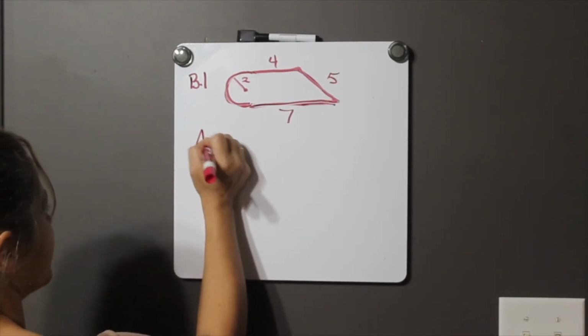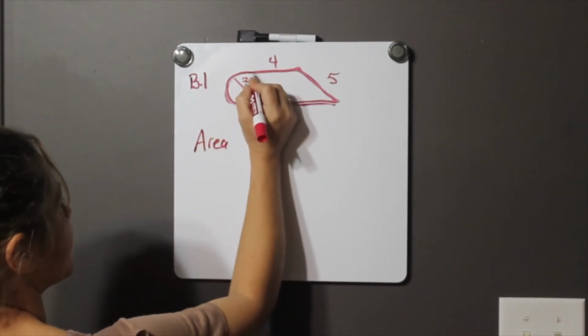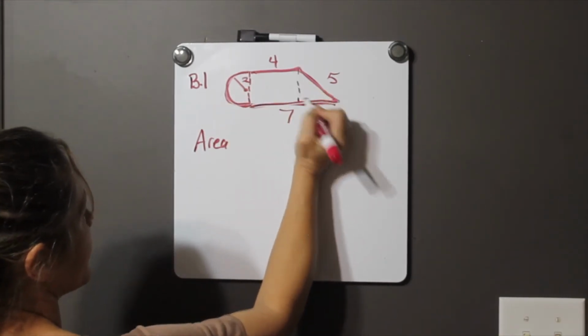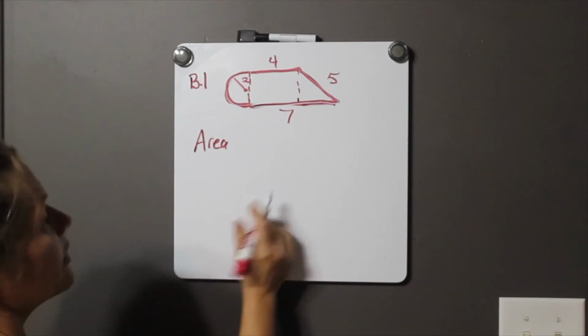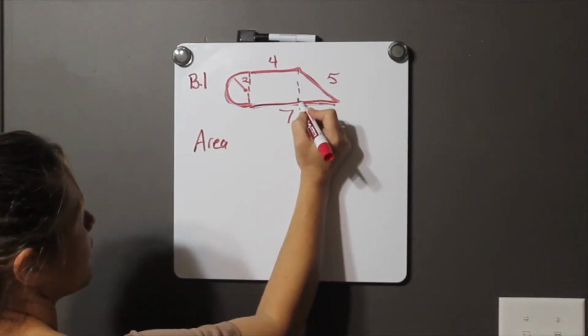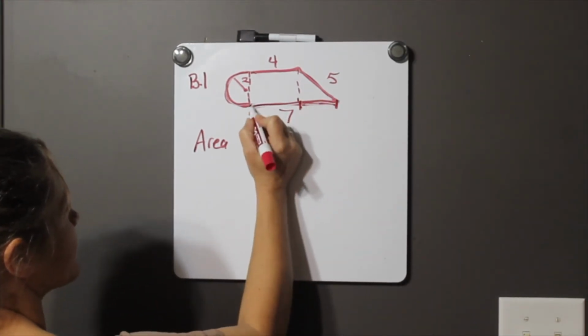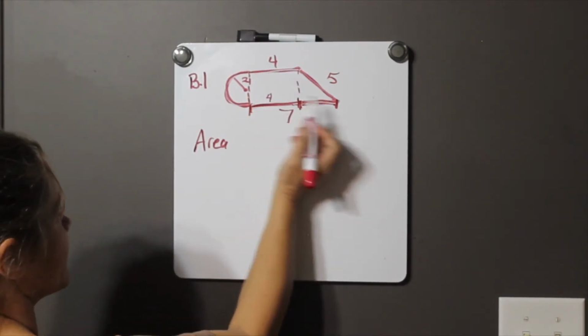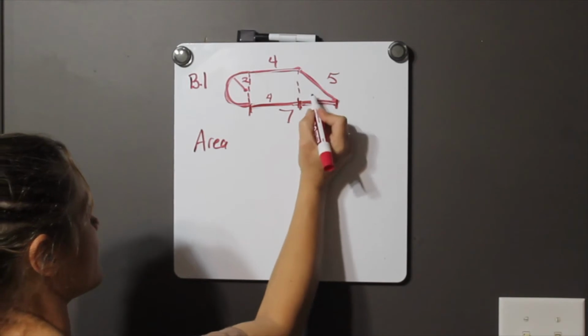Okay, so for the area, we need to divide this up into sections. So there's going to be the half circle, and then we've got a square in the middle and a triangle. Now we got to figure out what these lengths are from here to here, and then from there to there. Well, if we know this is 4, then this also has to be 4. And then 7 minus 4 would be 3.